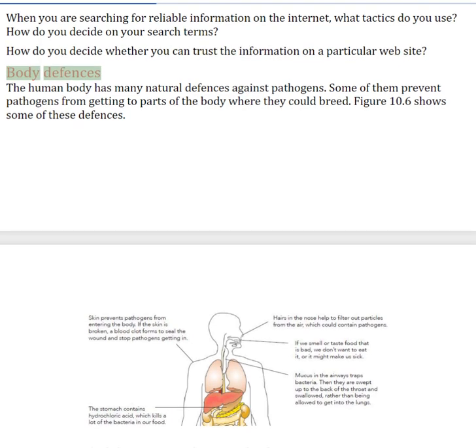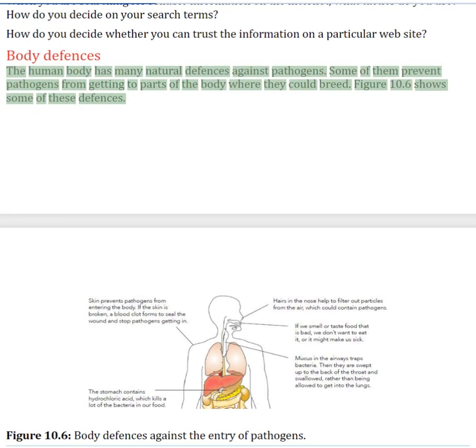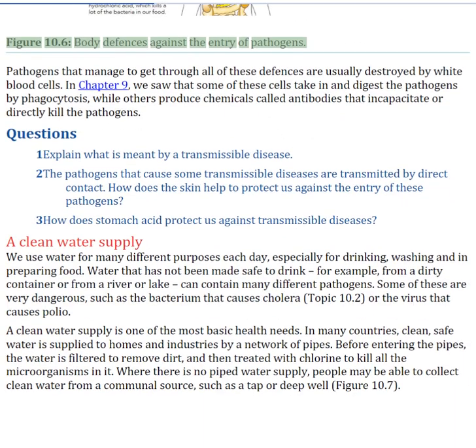Body defenses. The human body has many natural defenses against pathogens. Some of them prevent pathogens from getting to parts of the body where they could breed. Figure 10.6 shows some of these defenses. Figure 10.6. Body defenses against the entry of pathogens.